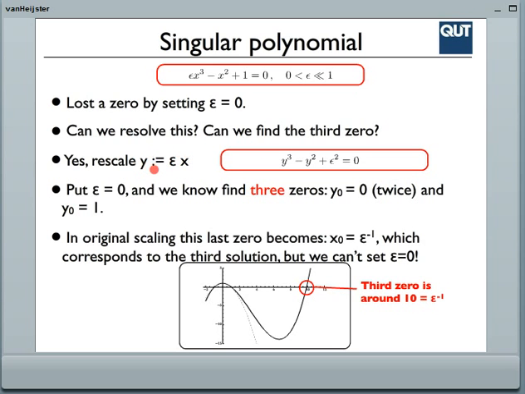This rescaling doesn't make any difference. But we still want to put epsilon equal to zero, right? Because we want to know, in the limit when epsilon is zero, can we find information? Over here, when epsilon is zero, we find three zeros: one is zero twice, and the other root is around one. Well, in this new coordinate, we are again back to the three roots.